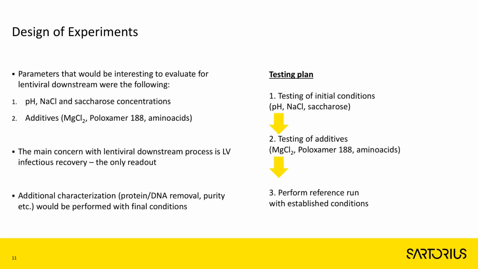So the design of experiments was designed with different parameters that we found interesting to evaluate for the downstream process. And these were selected in 2 groups. The first was so-called initial conditions, such as the pH, the NaCl, and saccharose concentrations. And then in the second group were the different additives that we wanted to test, such as the magnesium chloride, the poloxamer 188, and amino acids.